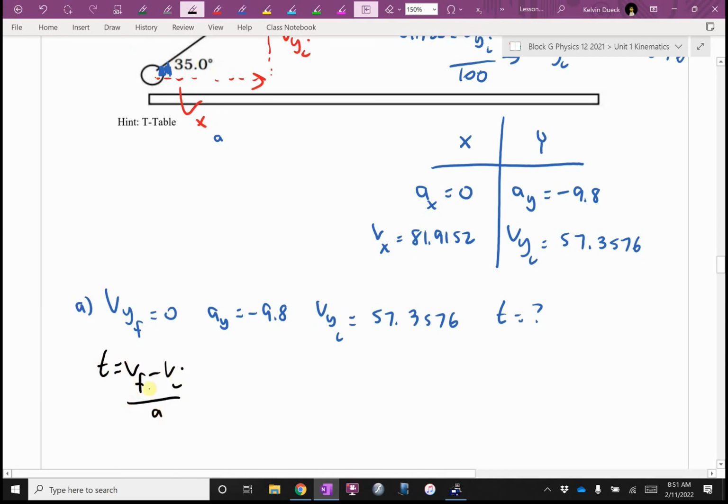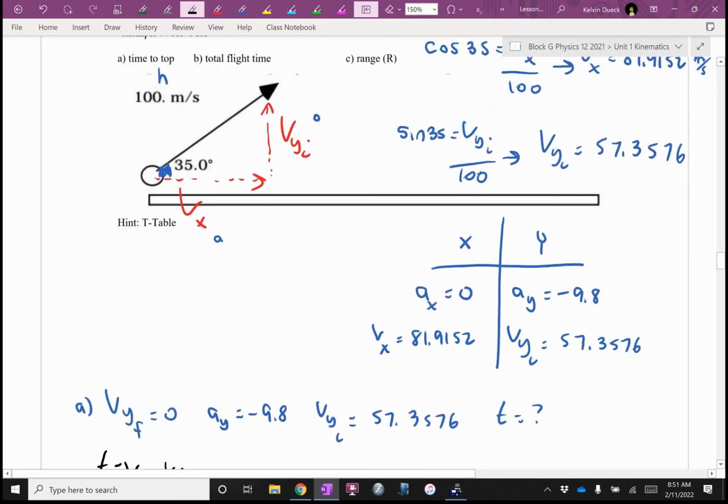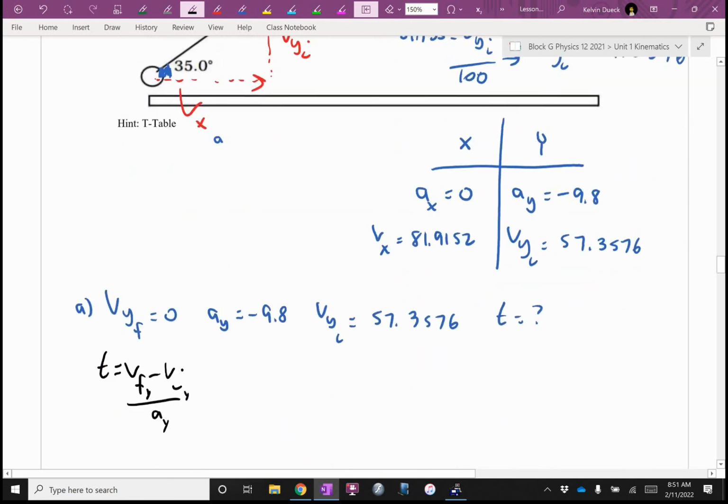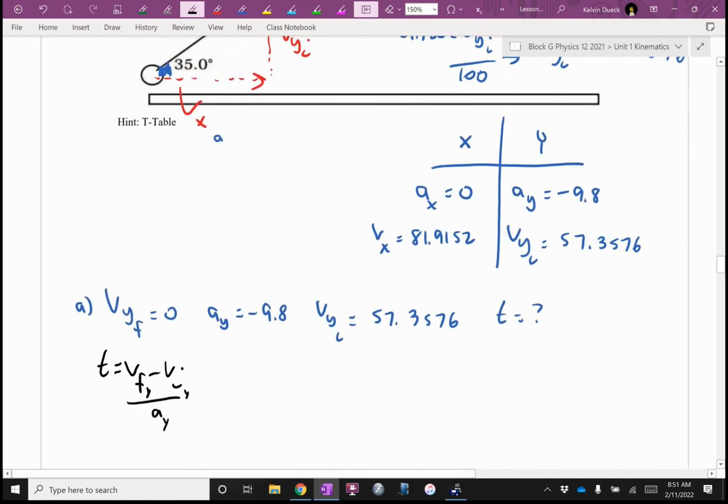And I'll just remind myself, because it never hurts, vertical, vertical, vertical. By the way, if you don't realize that it's stopped at the top and you're desperate for a V final, it's easy to take that 100 and make that be initial and make this be final. Just discipline yourself. The information you need will be there. Don't put a slanty or a horizontal into a vertical and vice versa.